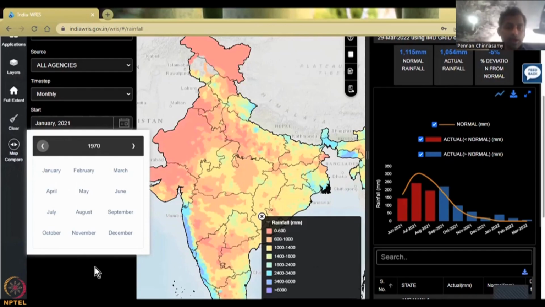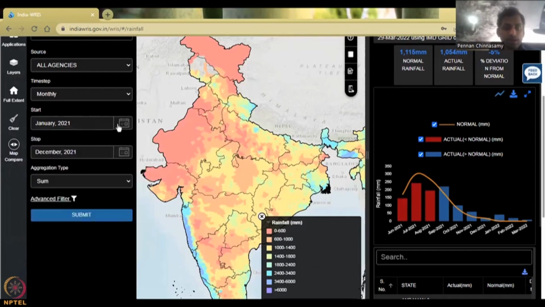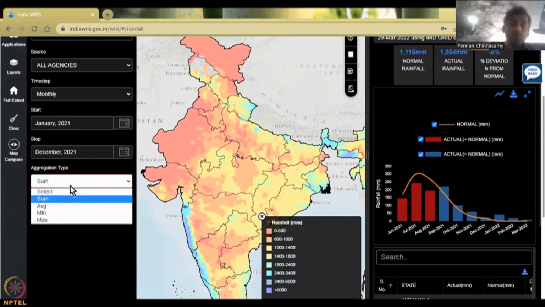So I'm going to leave it at the same date, Jan 2021, December 2021. And I want the sum, not the average. Average would give me only the monthly average of the whole of India, which there's not much use of it because monthly average is different for different regions. The monsoon period is different for different regions. Let's take, for example, Kerala and Maharashtra. Both are getting the monsoon from along the Western Ghats, but the Kerala monsoon first comes, and then after that, some days later, the rainfall happens in Maharashtra.